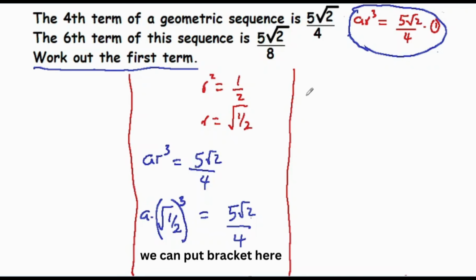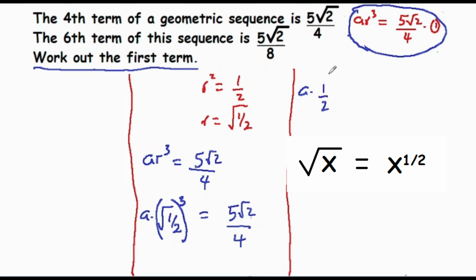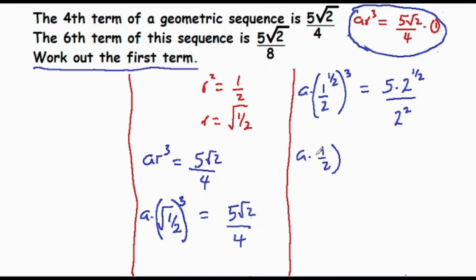Good. So we're going to have a multiplied by, square root of half we change to half raised to power half. Let's put a bracket here. Power 3 is still there. Then we can change square root of 2 to 2 raised to power half. And 4, we can change that to index form. That will be 2 raised to power 2. Okay, good. Now, using the law of indices, half is going to multiply by 3.